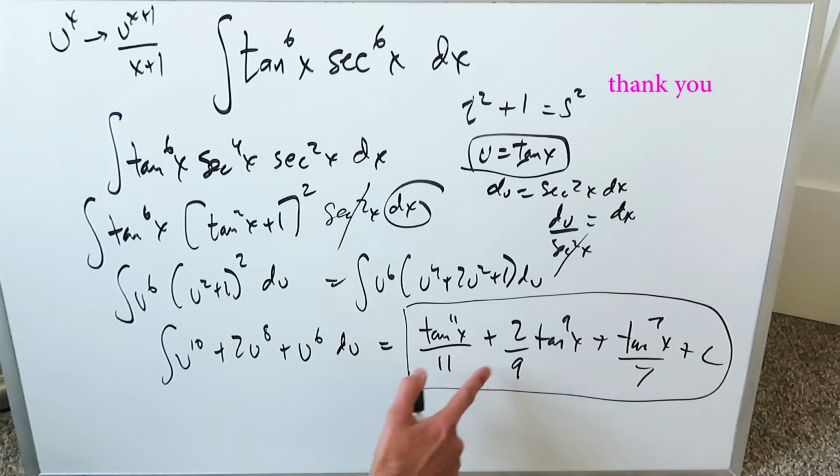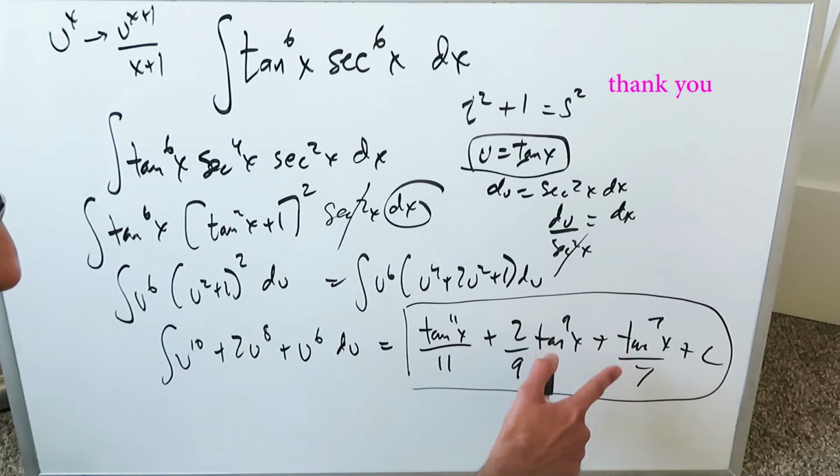Tan to the 11x over 11 plus 2 over 9 tan to the 9x plus tan to the 7x over 7 plus c.